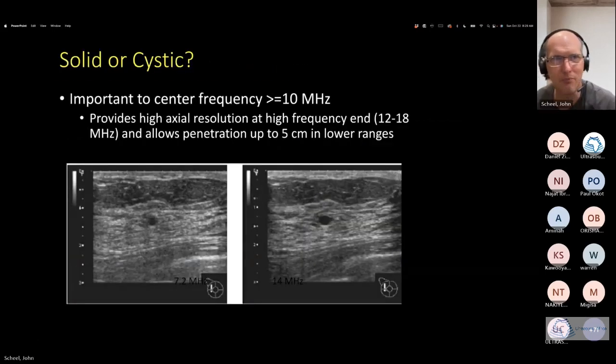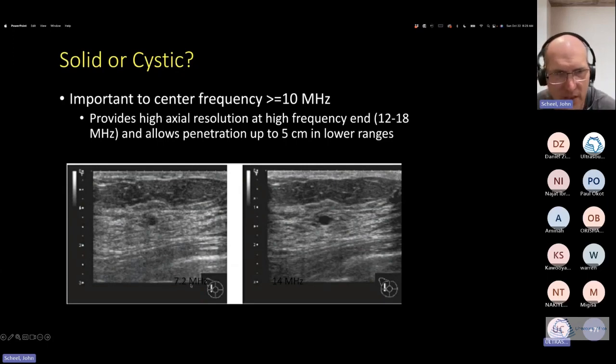Okay. So I wanted to go back to one of the questions earlier and show the importance of center frequency. You can see that there's a very small area here, and you might wonder, is it a mass or is it a cyst? And this goes back to the resolution, so axial resolution. Increasing the high end frequency allows you to resolve that this potential mass is actually a cyst.